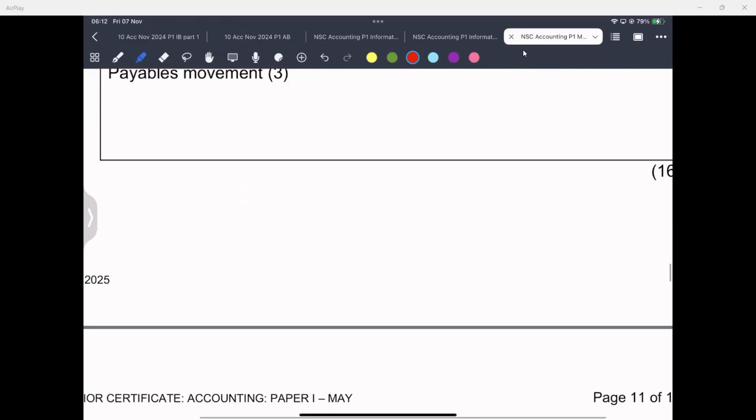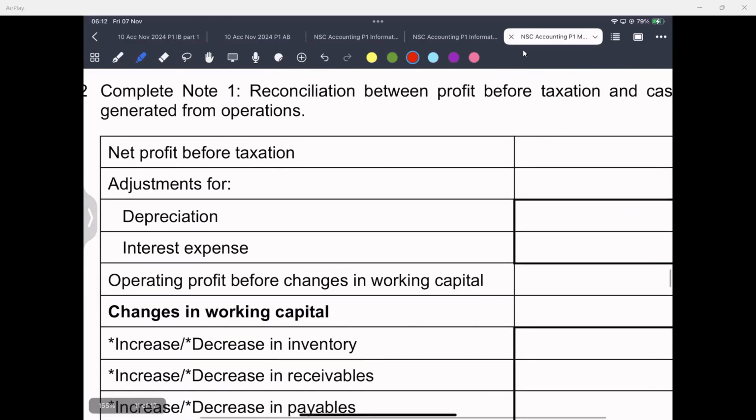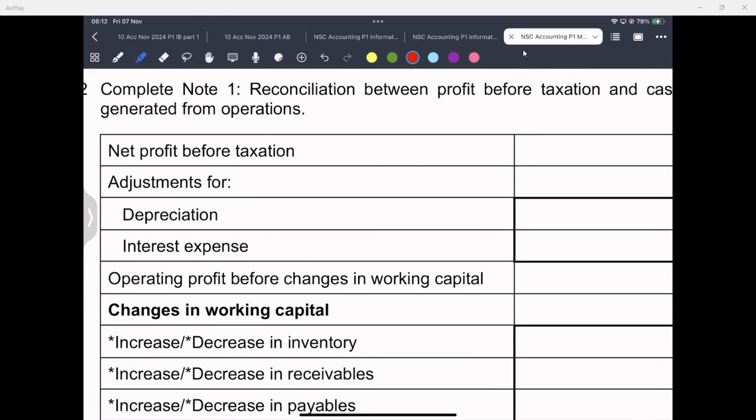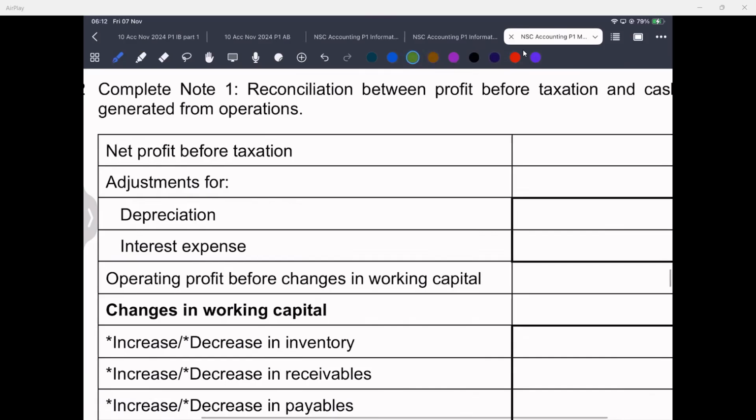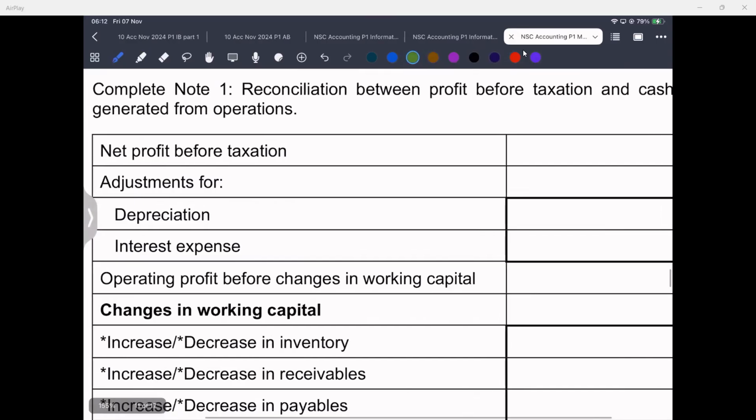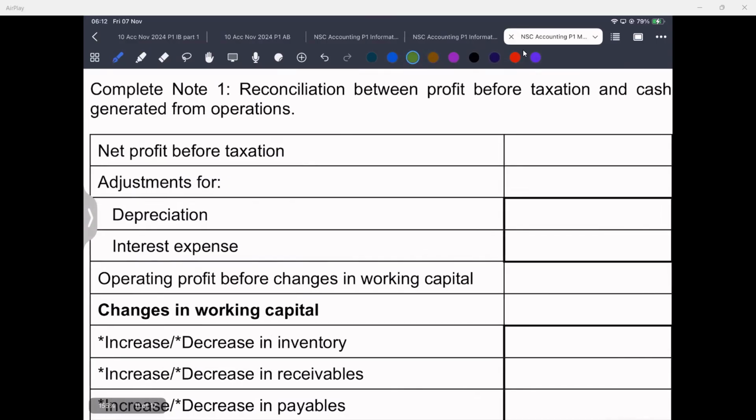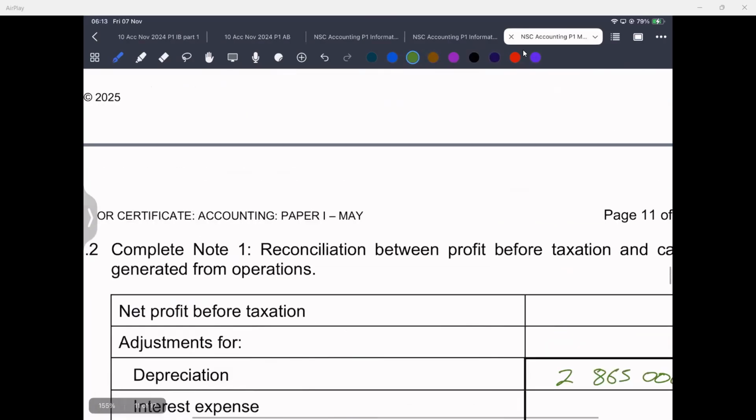That required depreciation, when you write it in this note, you will add it back. Why do you think we add it back? We add it back because it is a non-cash item. This is what the depreciation amount will be.